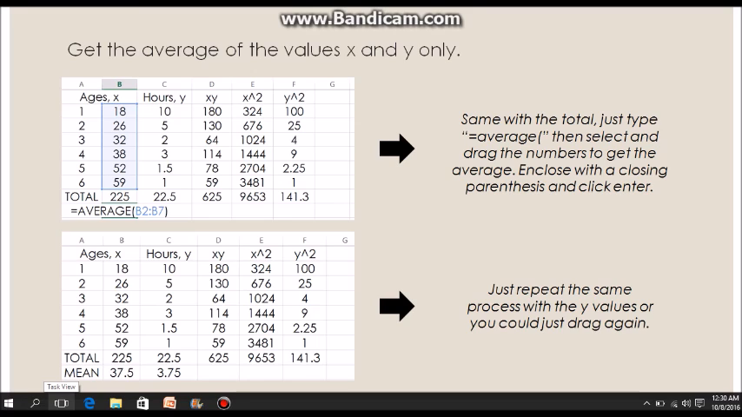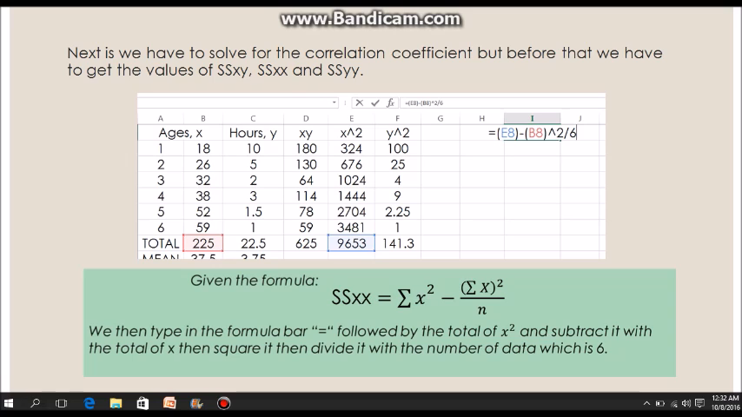After getting the totals, we will get the average of the values of x and y only. Same with the total, type in the formula bar equals AVERAGE, open parenthesis, then select and drag the numbers to get the average, close with the closing parenthesis and click enter. Just repeat the same process with the y values. Next, we have to solve for the correlation coefficient.